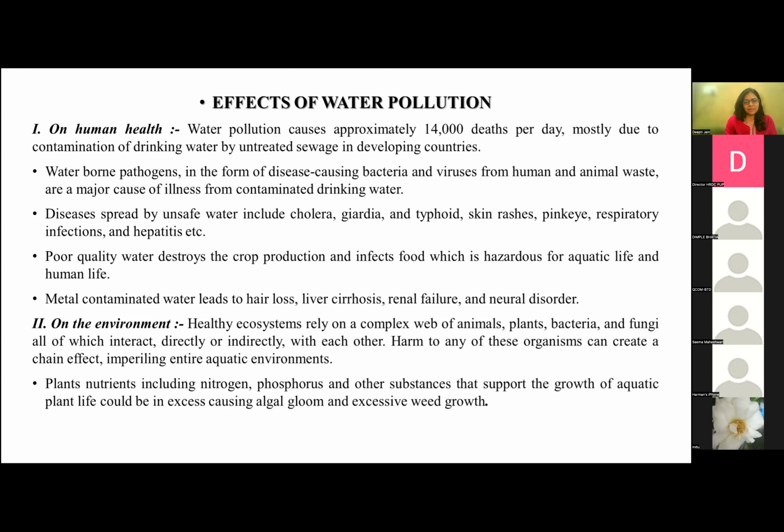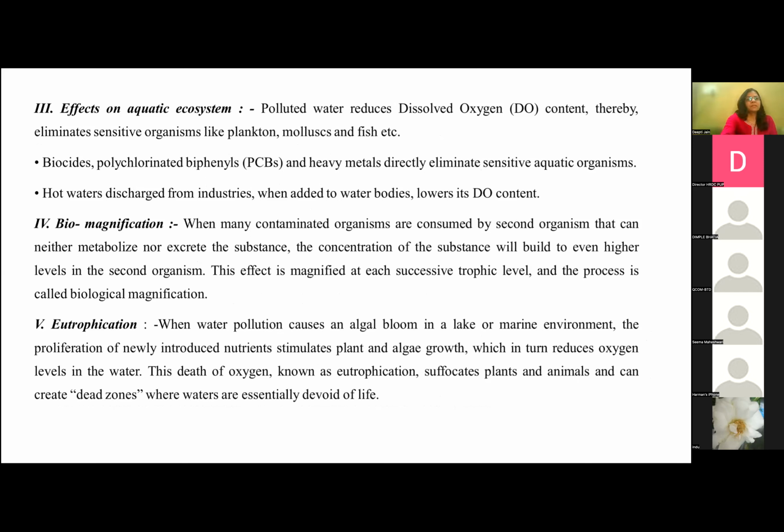So because of excessive growth of such algae or such undesirable plants, the oxygen level reduces. So we should take care. Now the effect of such things on the aquatic ecosystem.